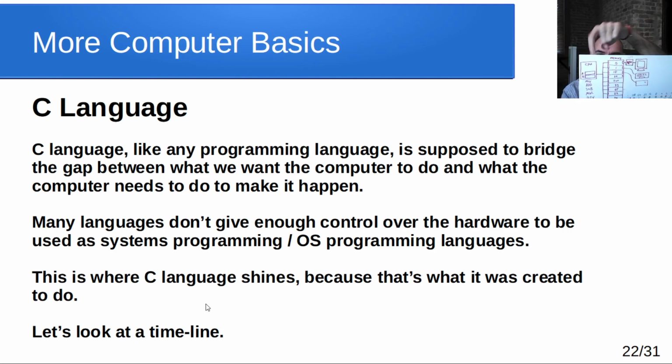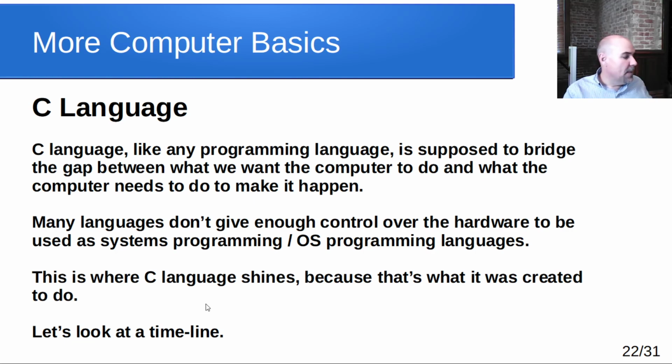Or we might want to cause the CPU to perform very specific operations on the data that's stored in memory or in its registers. And most other languages, let's take Python for example, they just can't do that. It runs on its own interpreter, or in Java's case, it runs on a virtual machine. It doesn't give us access to direct control of the hardware. And so that's where C language really shines. That's what it was created to do. It was created to write the Unix operating system.